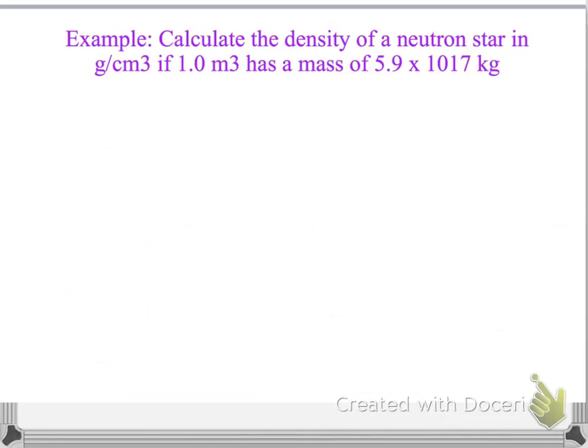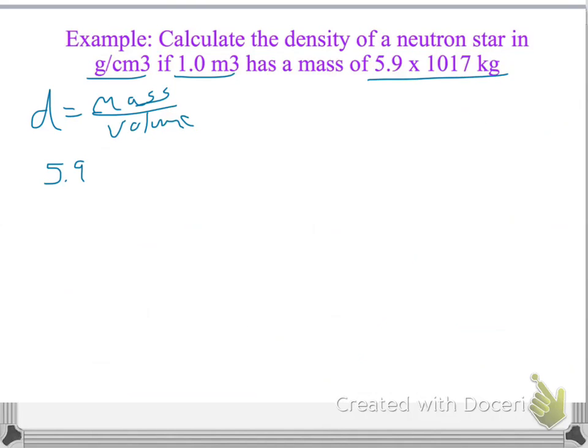Alright, we'll continue on. We'll do 2 more quick problems. So the first thing I want to do is calculate the density of a neutron star in units of grams per cubic centimeter. If we know that 1 cubic meter has a mass of 5.9 times 10 to the 17th kilograms, now density is equal to mass over volume. So we can take the mass, 5.9 times 10 to the 17th kilogram per unit volume. Volume would be 1.0 meters cubed.